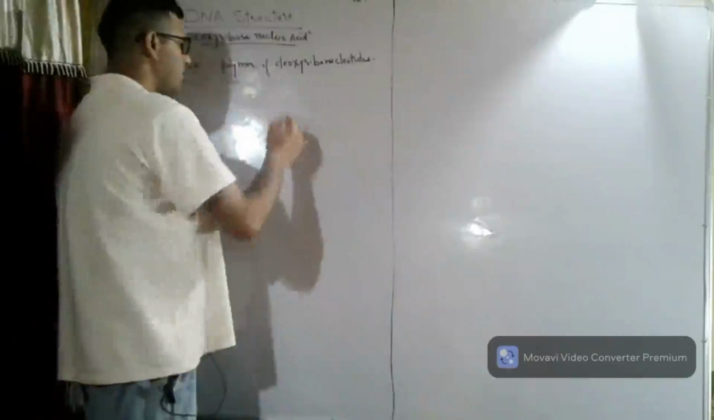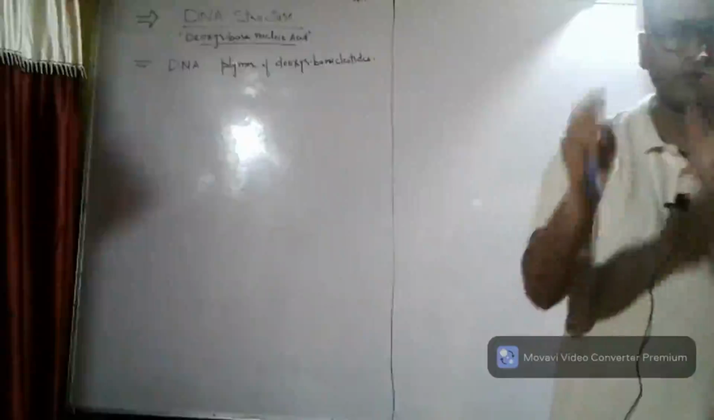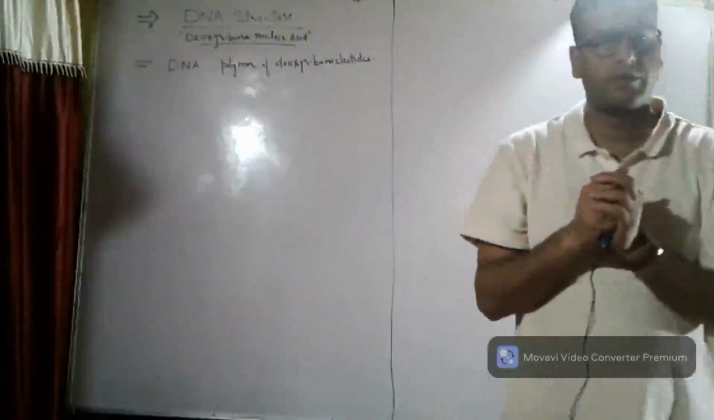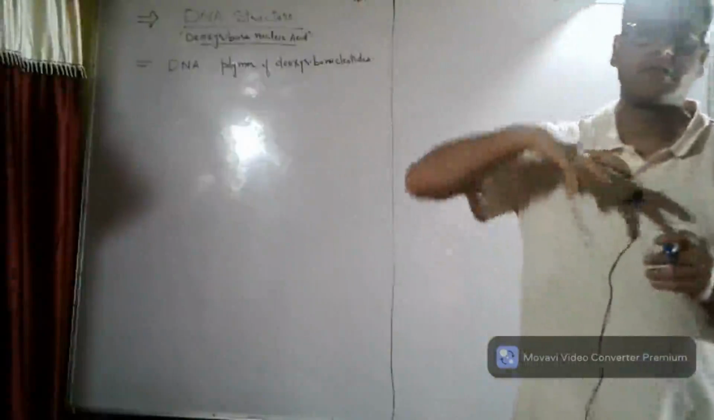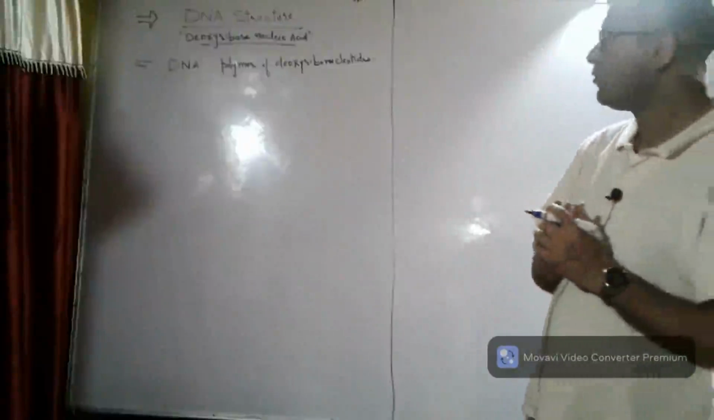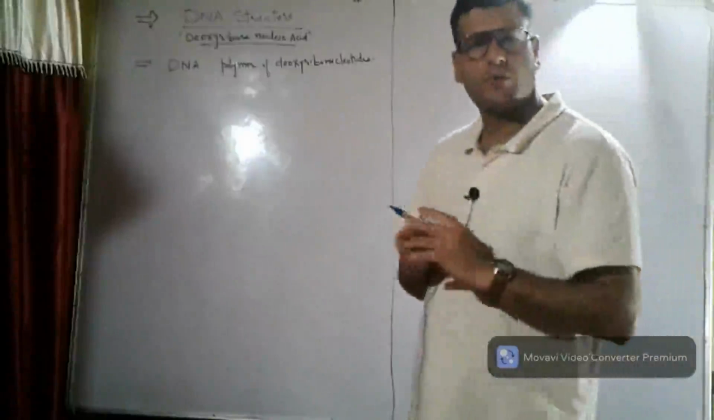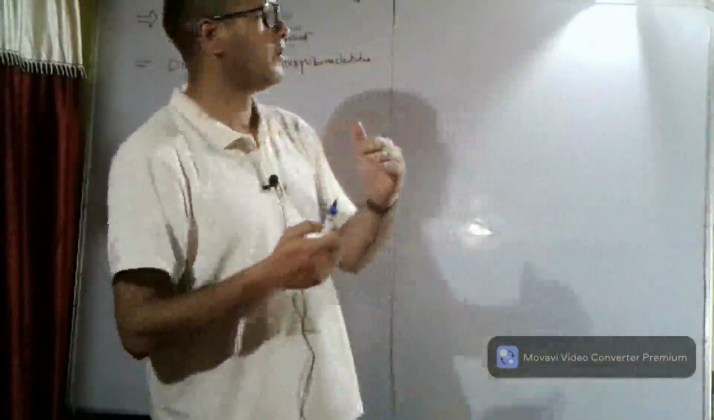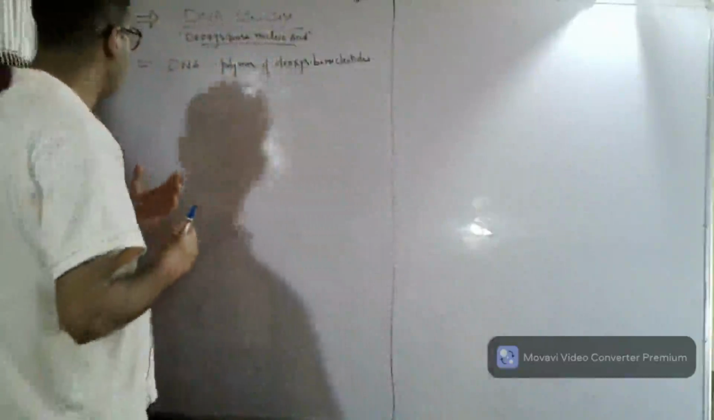It means that these deoxyribonucleotides are the building blocks of the DNA. It is a polymer because it is made up of thousands and millions of deoxyribonucleotide units. Four types of deoxyribonucleotides are the building blocks, or the basic units, of the DNA.